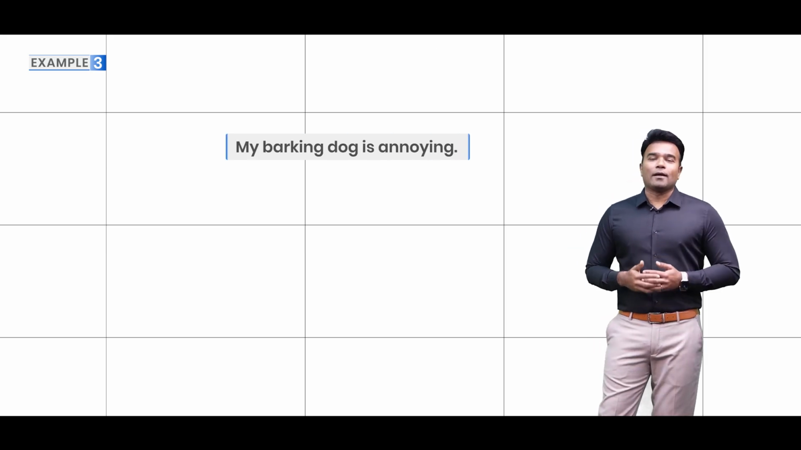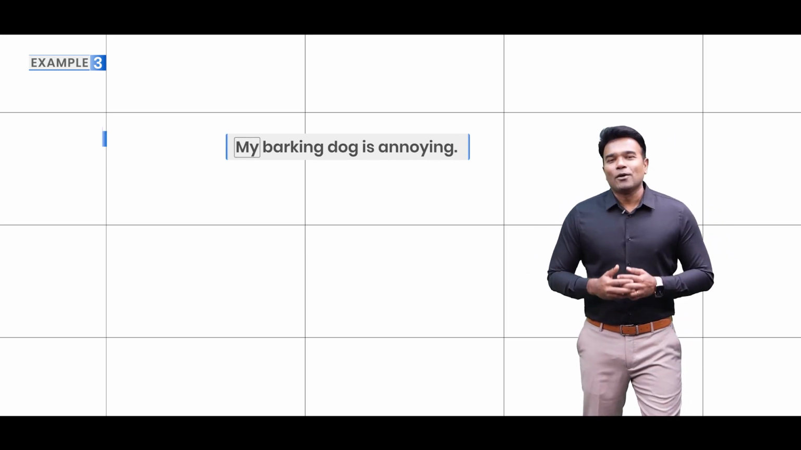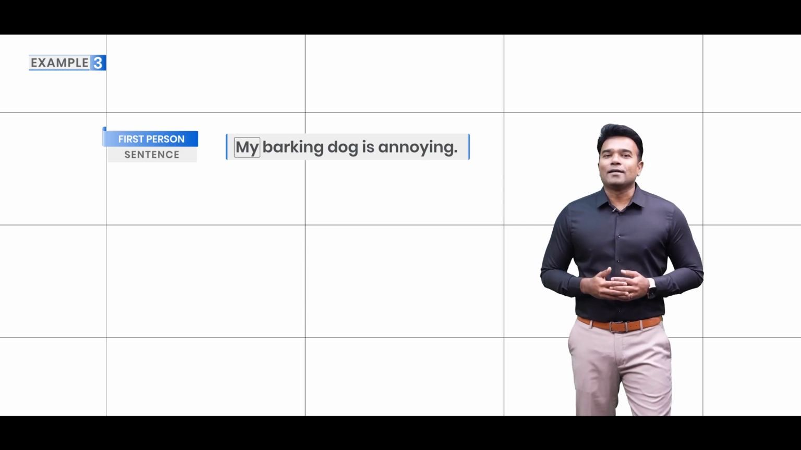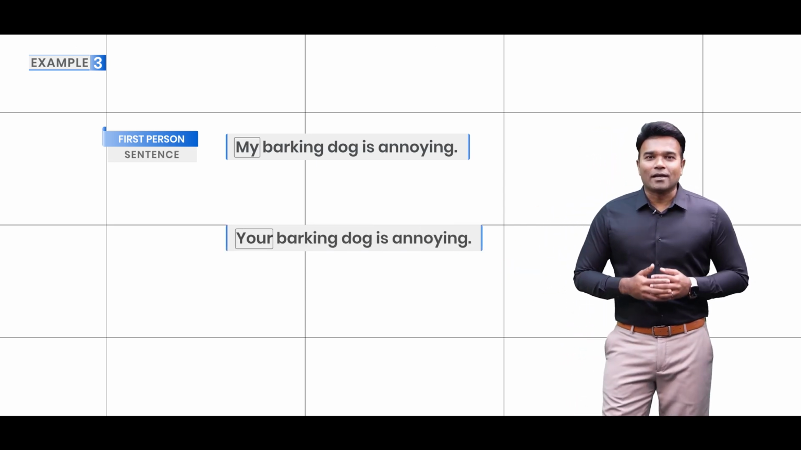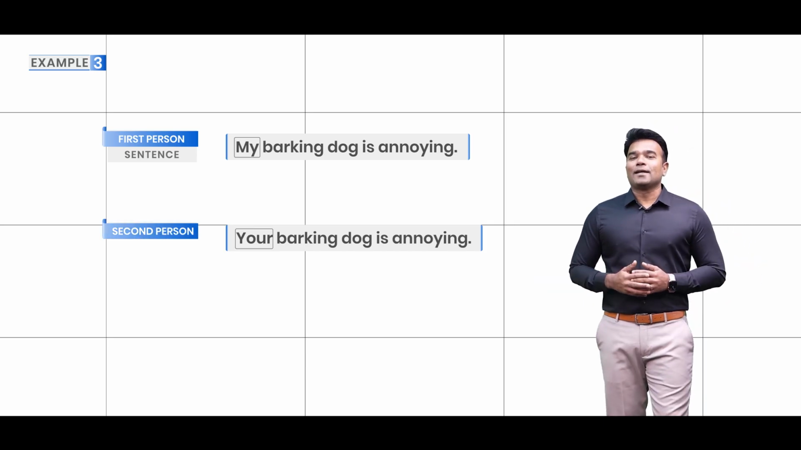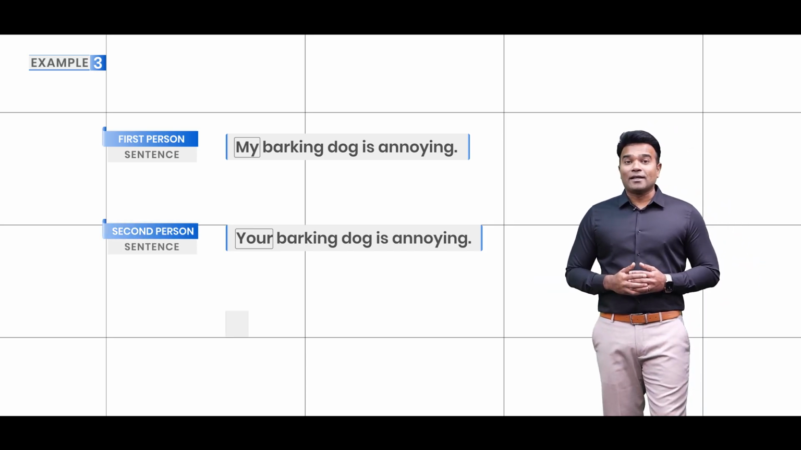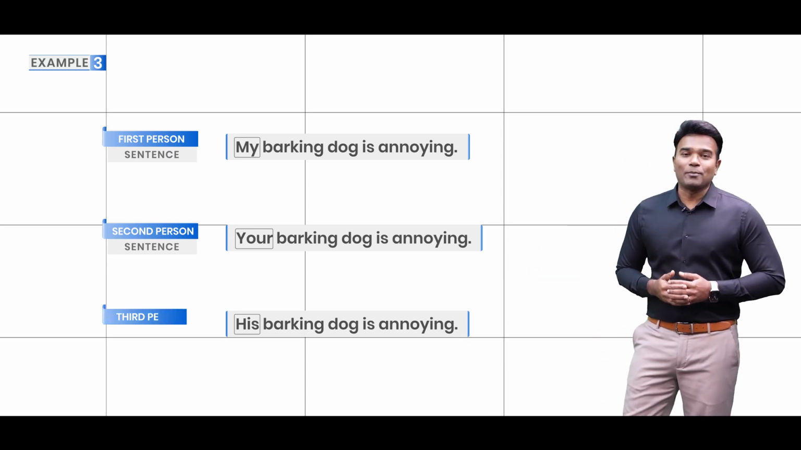Not just that, have a look at this sentence. Due to the word my here, we categorize this to be a first person sentence. Look at this. Due to the words you are here, we categorize this sentence as a second person sentence. And look at this. Here, due to the word his, this sentence is categorized as a third person sentence.